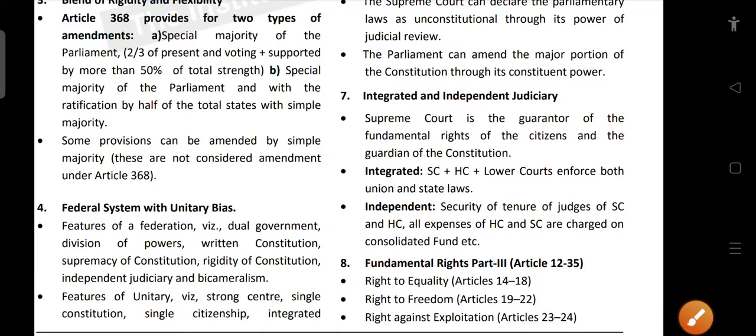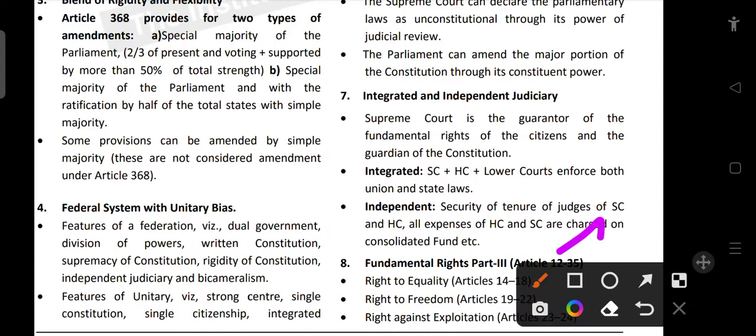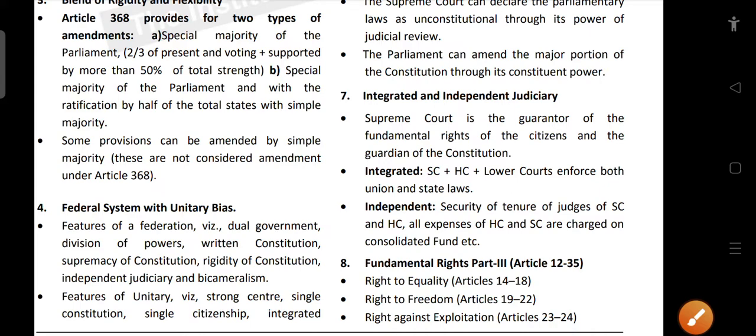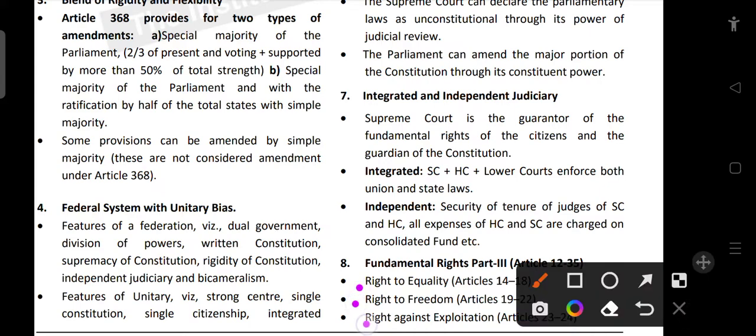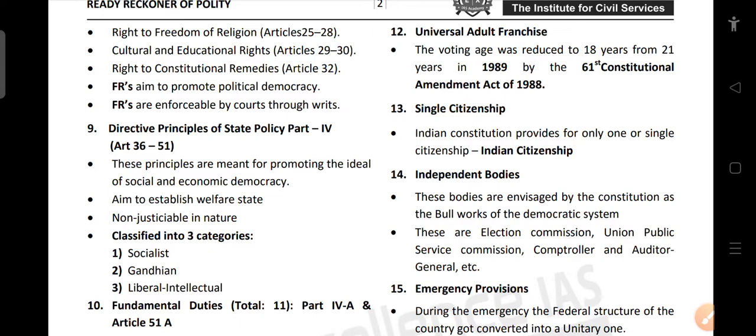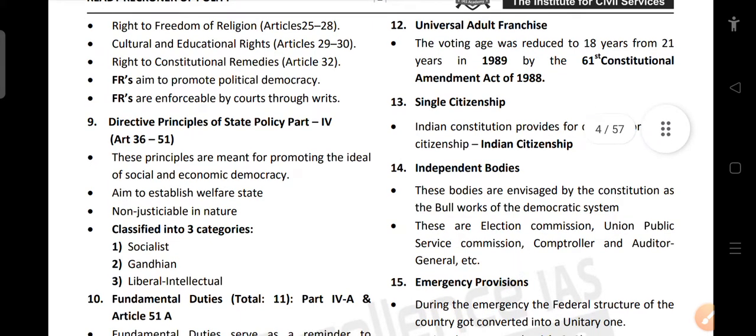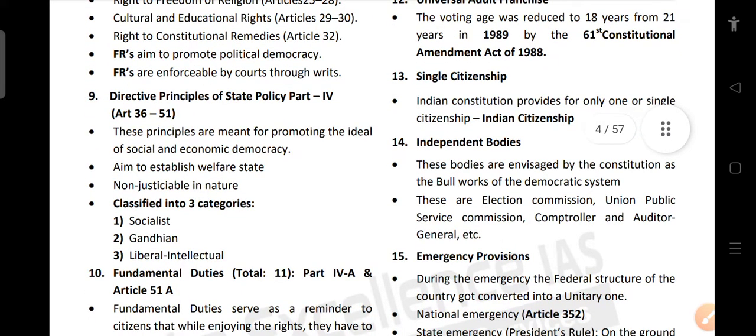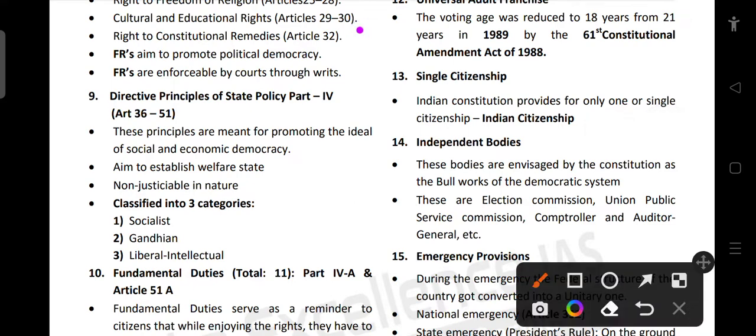fundamental rights. We have fundamental rights under Articles 12 to 35 in Part 3. Right to equality, Articles 14 to 18; right to freedom, Articles 19 to 22; right against exploitation, Articles 23 to 24; right to freedom of religion, Articles 25 to 28; cultural and educational rights, Articles 29 to 30; and right to constitutional remedy, Article 32. So these are some of the fundamental rights.